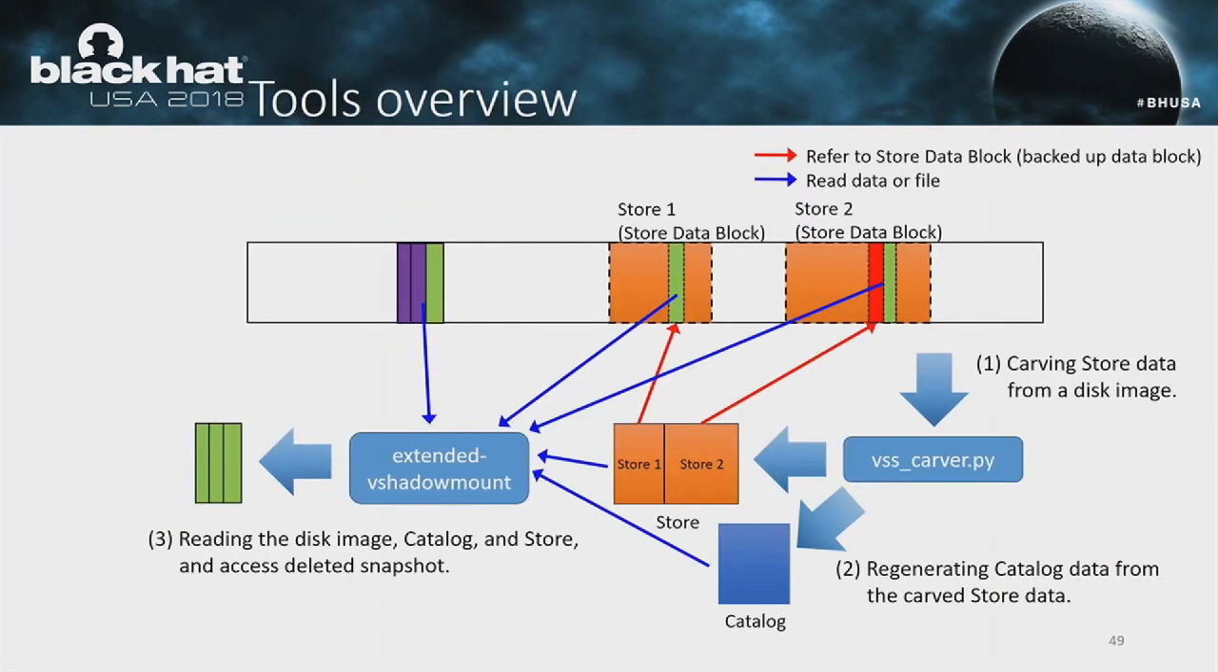Okay, this is an overview of the tool we created. At first, carve the store from disk image by using VSScover.py. Then regenerate the catalog. And finally, extended VShadow mount combines the disk image with other information to access deleted snapshots.